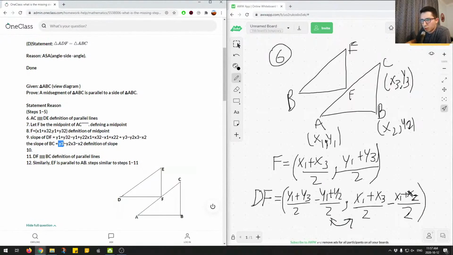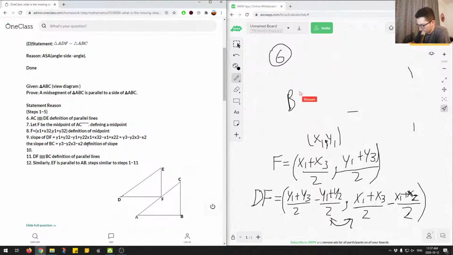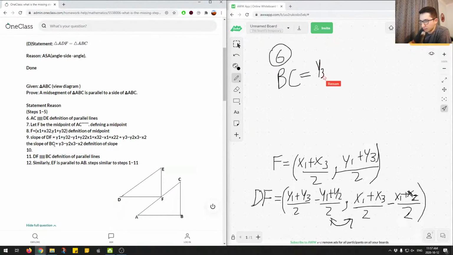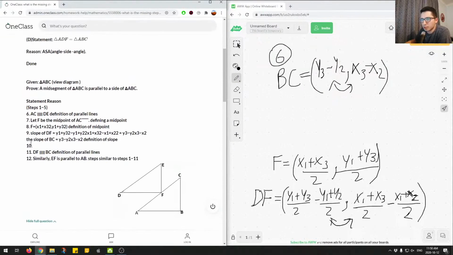The slope of BC is y3 minus y2 over x3 minus x2, so let's erase some space up top to write this out. So BC, we know this is x1, y1, x2, y2, x3, y3, so they're saying BC here is y3 minus y2 over x3, x2 minus x2. So these are also backwards here. This is a poorly defined proof. They're telling us what's the missing step in step 10.